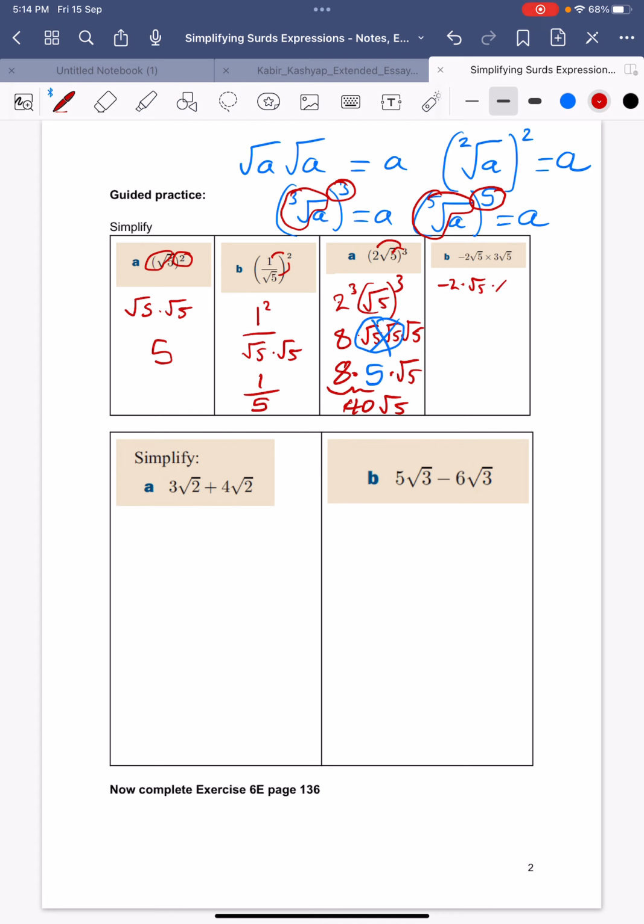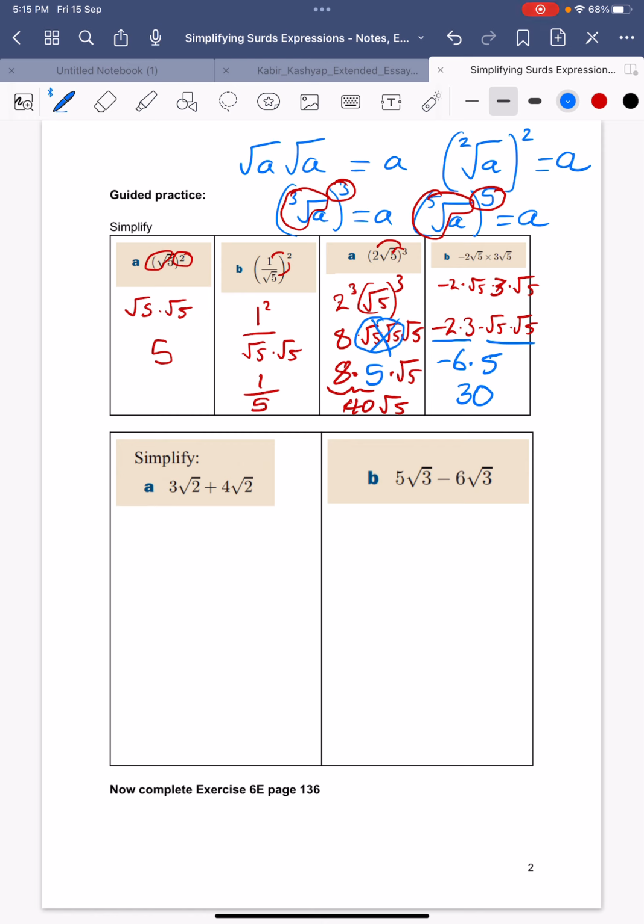And finally this last one, we can actually do multiplications in any order. So this is just a whole series of multiplications. So why not do the -2 times the 3 first and then put the root 5s together? And you can see, can't you, that the first little section here becomes -6, and this section becomes 5, and -6 times 5 is 30.